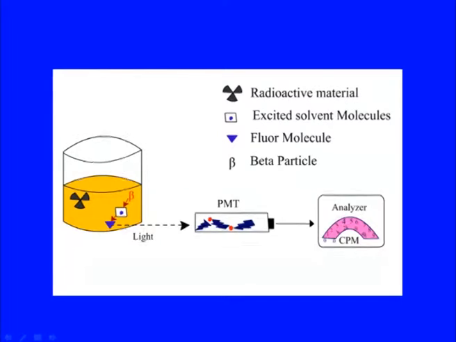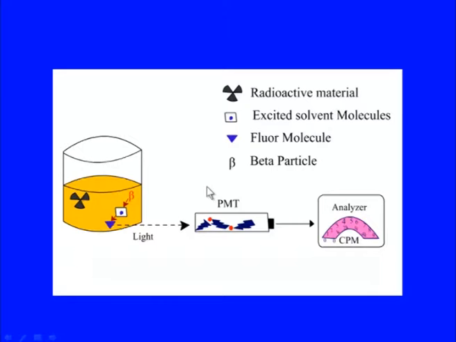Now, beta particles emitted from the sample will transfer their energy to the solvent molecule, which in turn will transfer its energy to the fluor. So, what is happening? First, the very weak beta particles transfer their energy to the solvent, and then that energy is given to the fluors. We will see how this is done. The excited fluor molecules will dissipate the energy by emitting light, and this light will be collected by the photomultiplier.